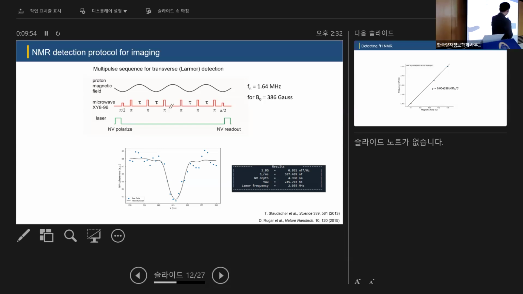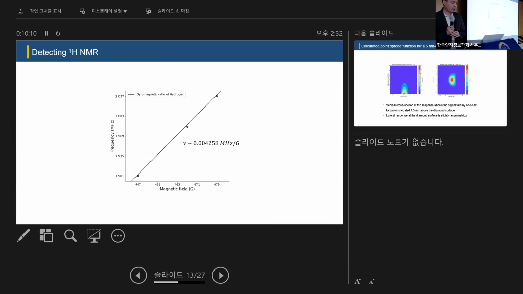You can see a pronounced dip at the proper tau. And by fitting the data with our theory model, we can extract key parameters like the root mean square value of the B field or the depth of the NV center. So if you change the B field, the dip shifts as it should. The slope is 42 megahertz per Tesla, which is the correct gyromagnetic ratio of the protons. So we know there are protons near the NV center.